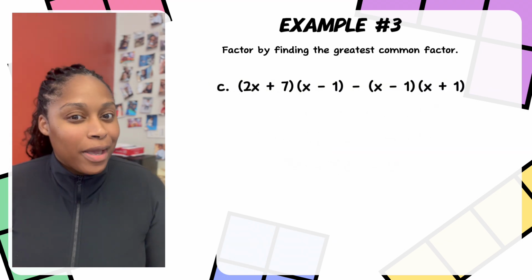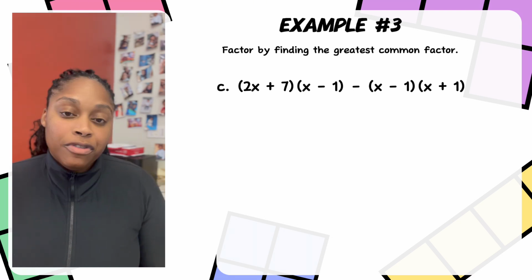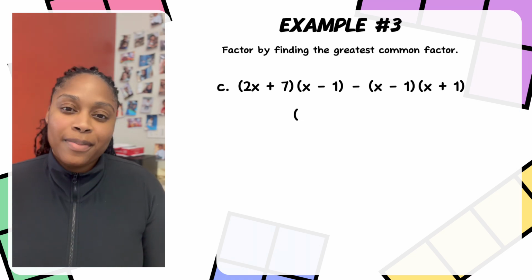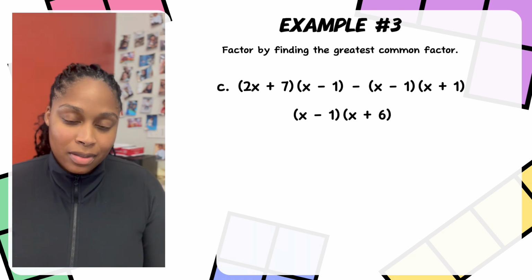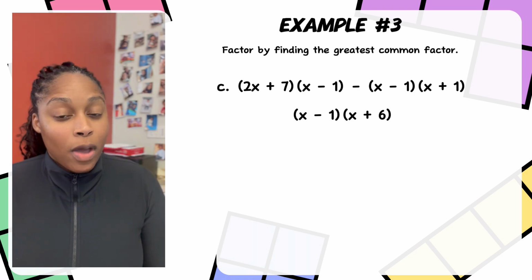For the last one, I would like you to try this one on your own and then come back to see if your answer is correct. After you're done with problem number C, you should have gotten this as your final answer, x minus 1, then x plus 6. Okay, so that is all for station 1. And let me know if you have any questions.